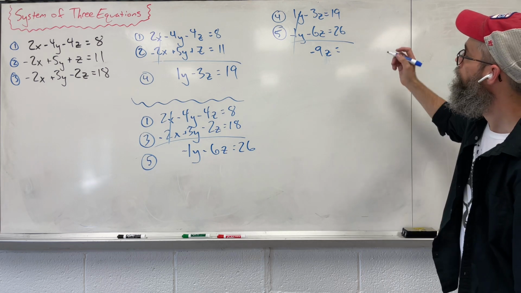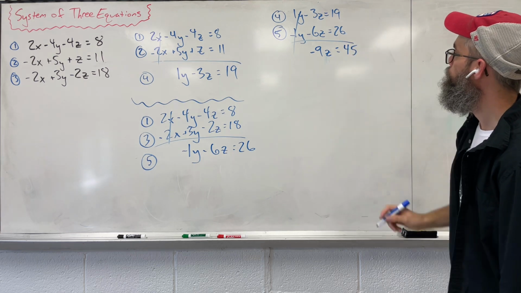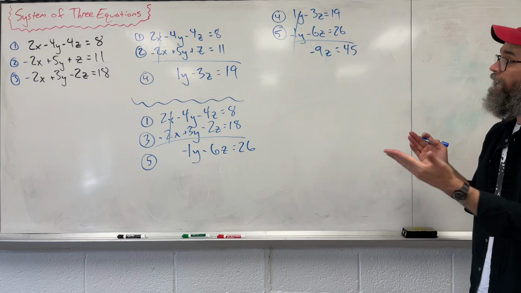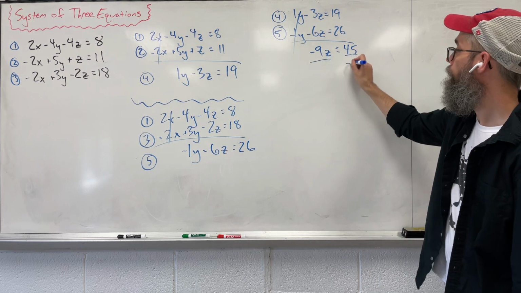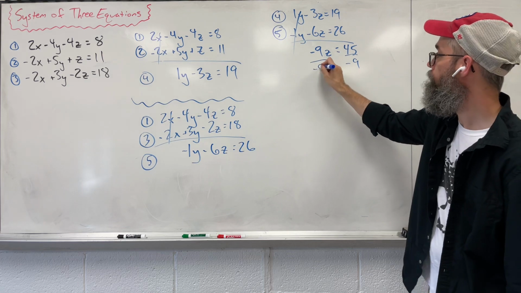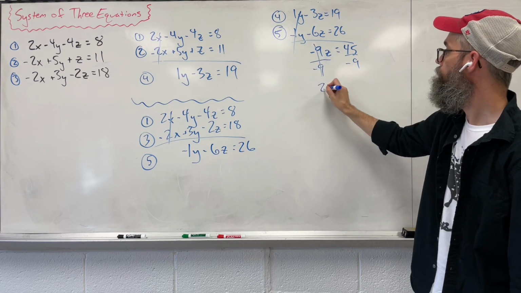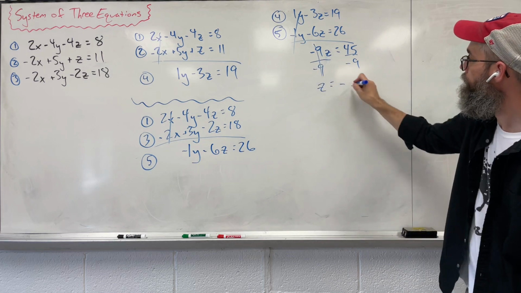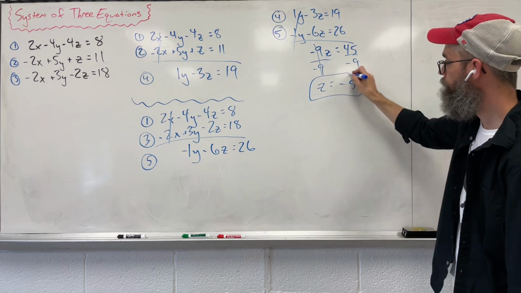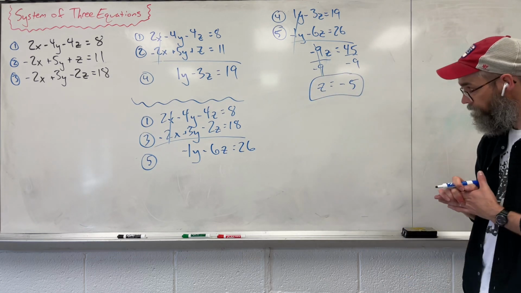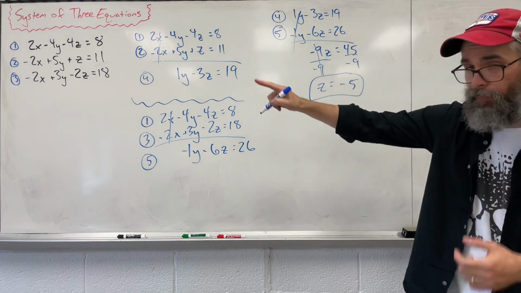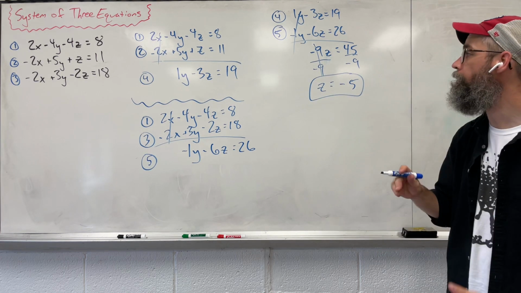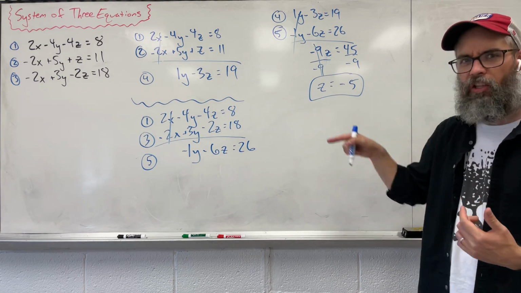equals 45. We have one variable, solve for that one variable. We're going to divide, use that inverse of multiplication. z equals -5. Congratulations, we have one answer. We then need to work our way backward, back to the beginning in order to figure out all of our variables. So let's kind of start by taking a step.